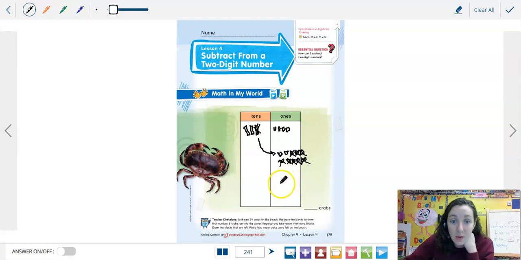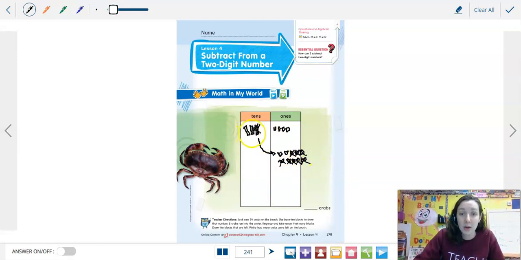Then it says, write how many crabs were left on the beach. So we took away a 10, so we have 2 10s left, which is 20. And then we have 1, 2, 3, 4, 5, 6 1s left. So then our answer is 26.